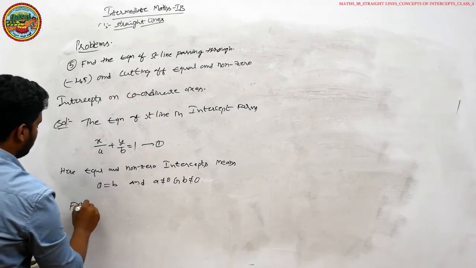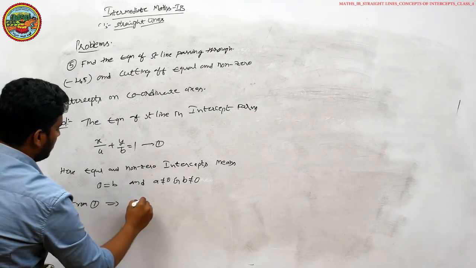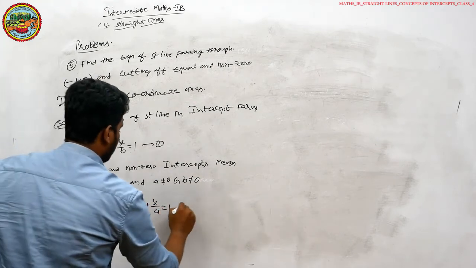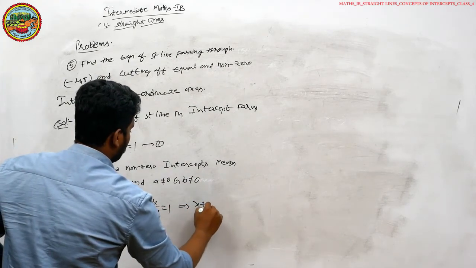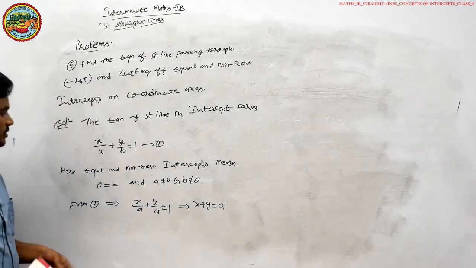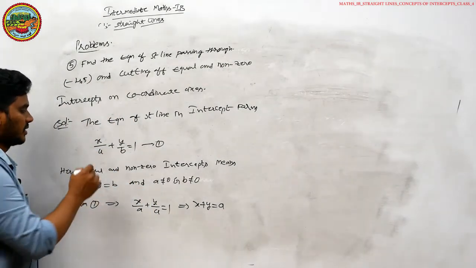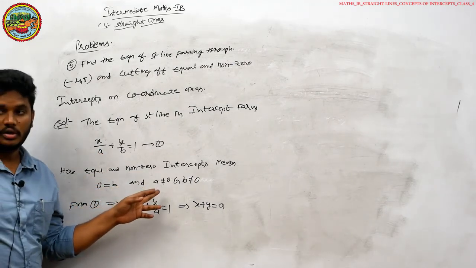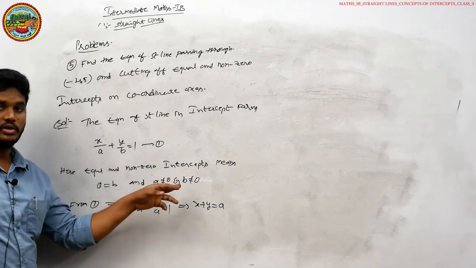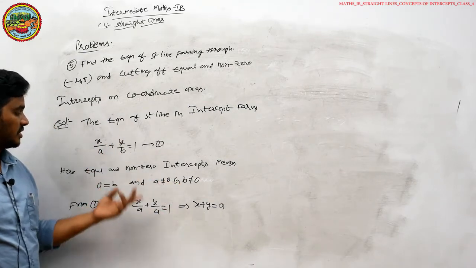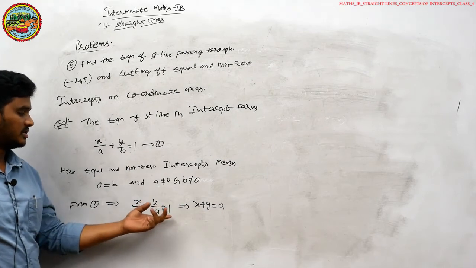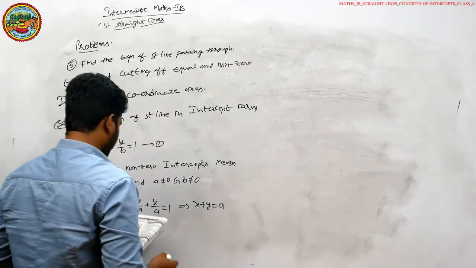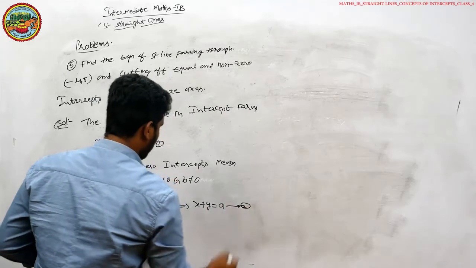So from 1, it becomes x by a plus y by a is equal to 1, which implies x plus y is equal to a. Because the intercepts are equal, a is equal to b and those are not equal to 0, that means a not equal to 0 and b not equal to 0. Then the equation becomes x by a plus y by a is equal to 1, x plus y is equal to a. Let it be equation 2.